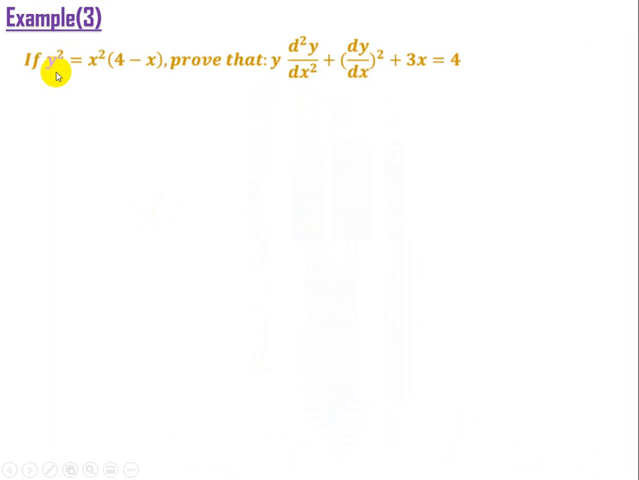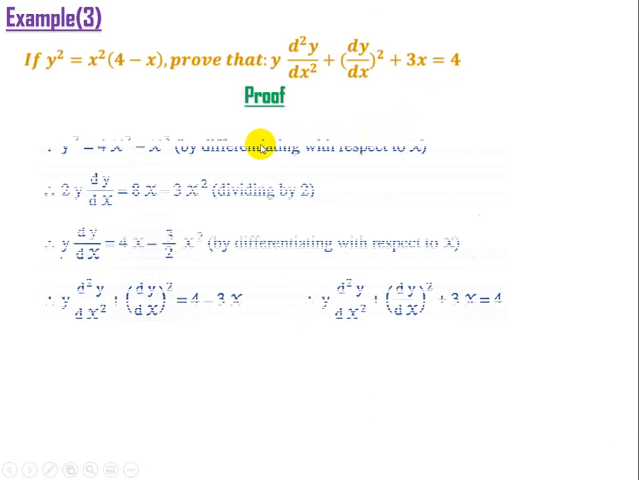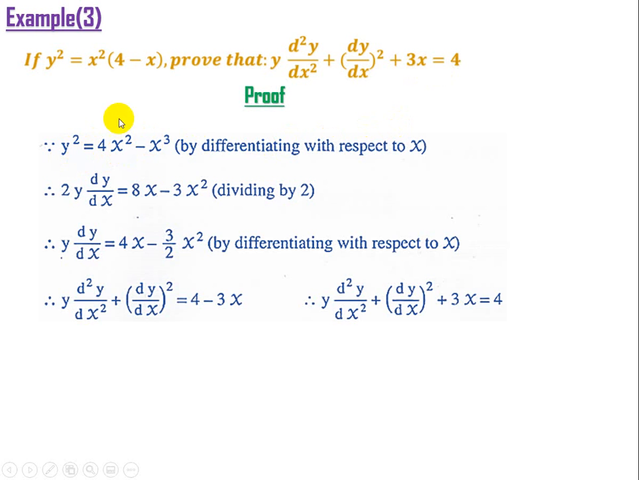Example number 3. If y² equals x² times (4 minus x), prove that y d²y/dx² plus (dy/dx)² plus 3x equals 4. Since y² equals, distributing x² here, it will be 4x² minus x³. By differentiating with respect to x, it will be 2y dy/dx equals 8x minus 3x². Dividing both sides by 2, y dy/dx equals 4x minus 3/2 x².